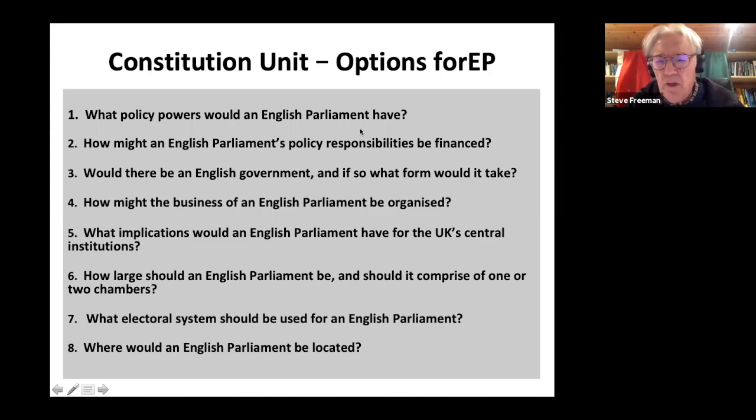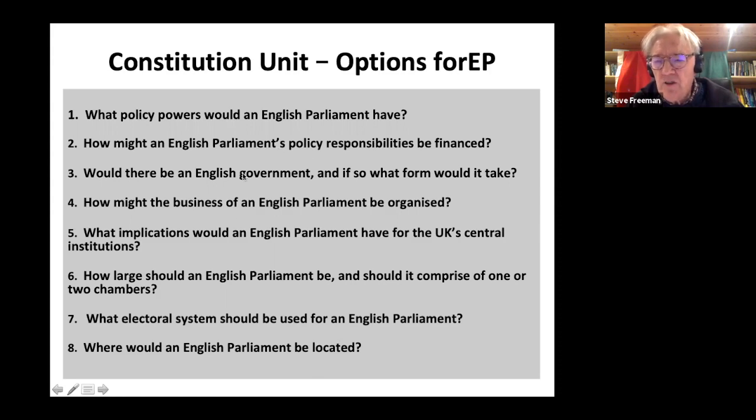What powers would an English Parliament have? How might an English Parliament's policy be financed? Would there be an English government? How might the business of an English Parliament be organised? What implications would it have for the UK? How large should the English Parliament be? Should it have 2 chambers or 1 chamber? Should it be unicameral or bicameral? What electoral system should be used for an English Parliament? And where would it be located?